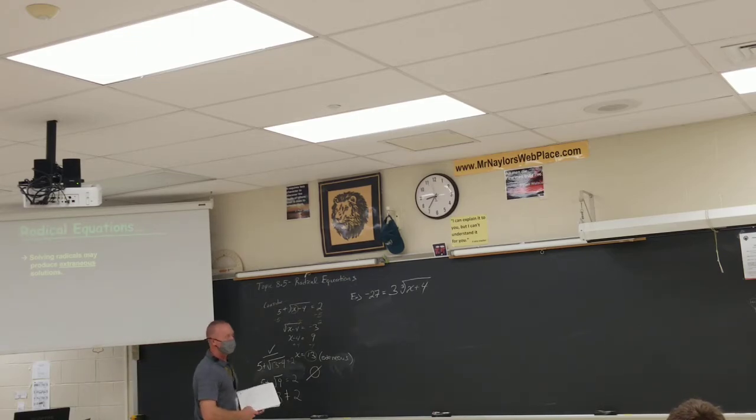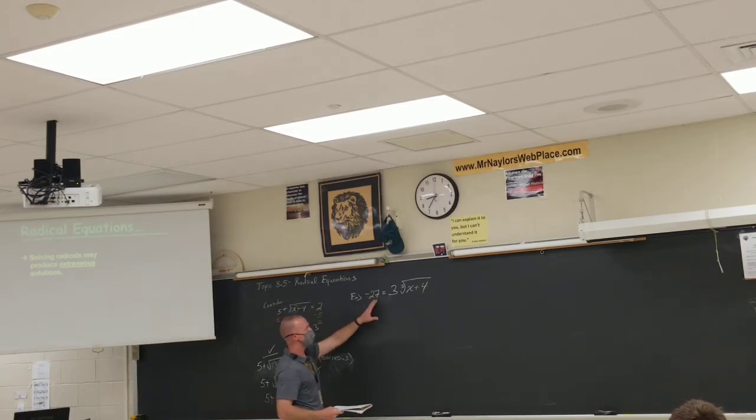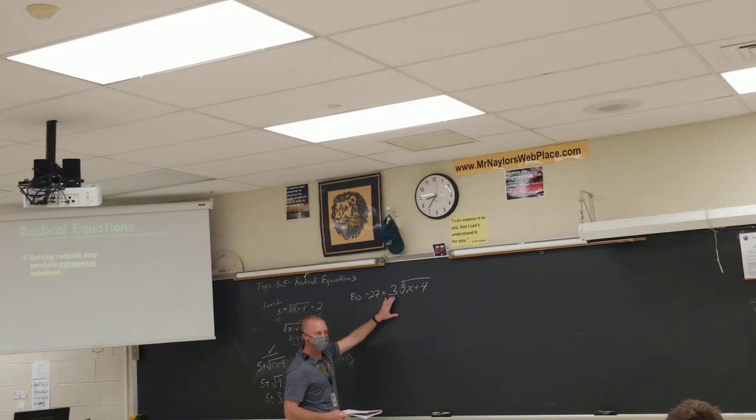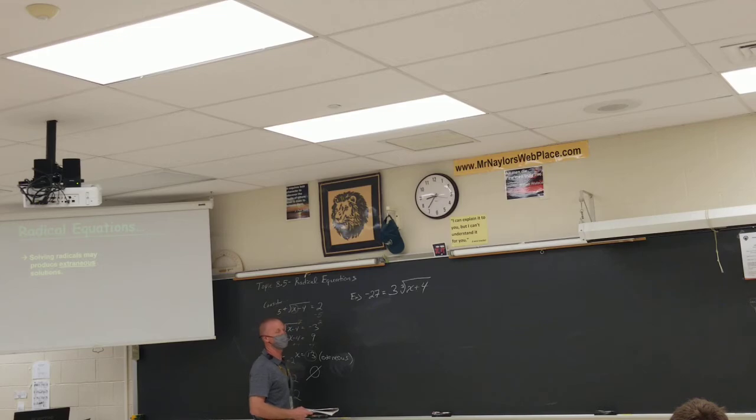Make sure you copy this correctly. This is negative 27 equals 3 times, this 3 right here is a coefficient, 3 times the cube root. Now, you've probably seen cube roots, but again, maybe not as super familiar. Basically, that's not a square root, but it's a cube root of x plus 4. It's still a radical equation.